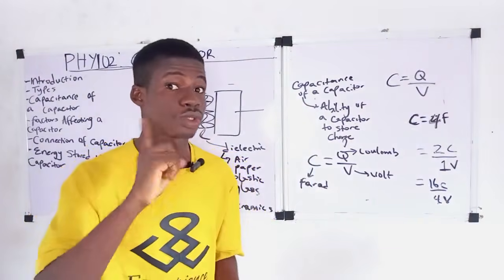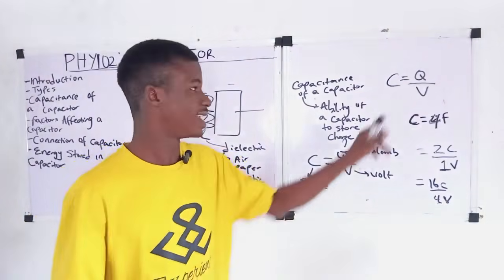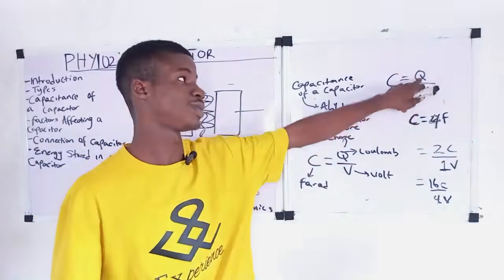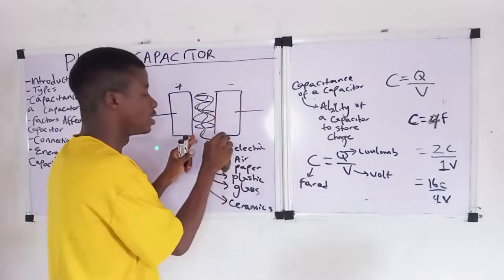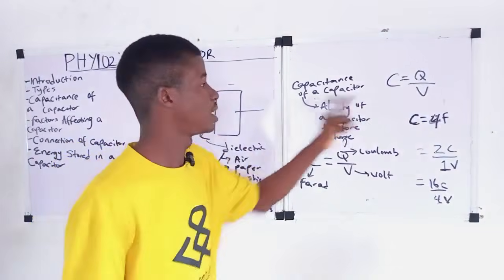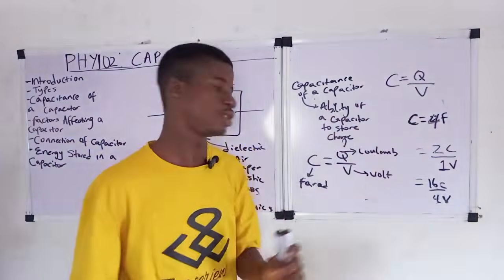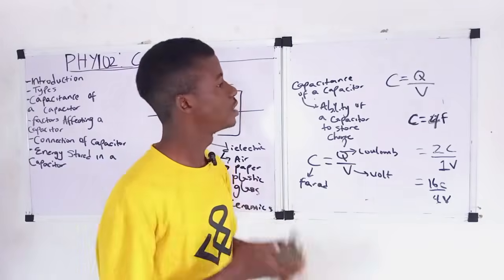The important thing you need to take note of here is the formula. C, the capacitance, is equal to the charge stored by the capacitor divided by the potential difference, or the voltage, between the 2 plates. So this is the formula. The SI unit is known as the farad. So that is just it.